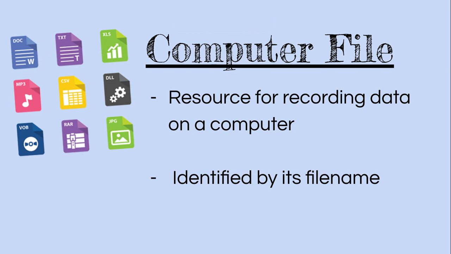So, a computer file is a way on your computer that you store information. You can also store information on all electronic devices. On your phone, you store photos and files and apps and operating systems, and on your iPad and your Chromebook similarly as well. And files are identified by a name.